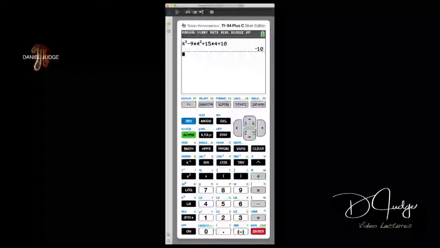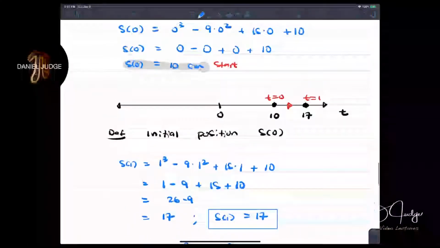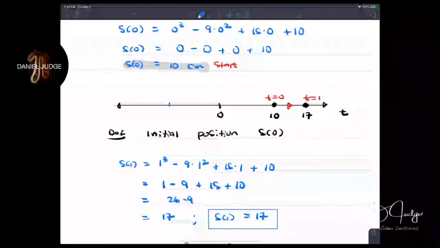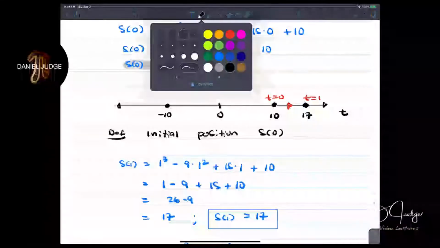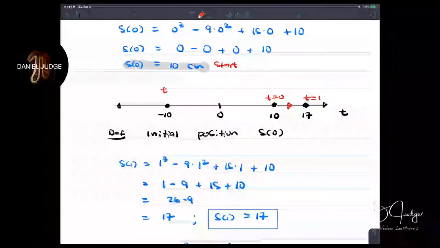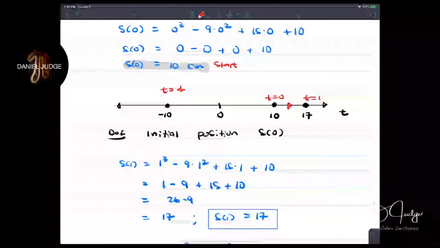So here's what I want to emphasize to you. At 4 seconds, the particle now is at negative 10. So we have to start to think about what has happened here. At some point, this particle is now somewhere over here. It's at a negative position. It's to the left of 0. That happens when t is 4, ladies and gentlemen.